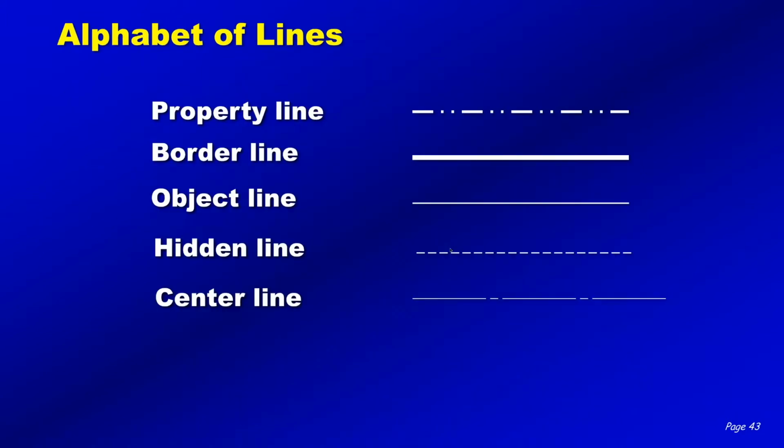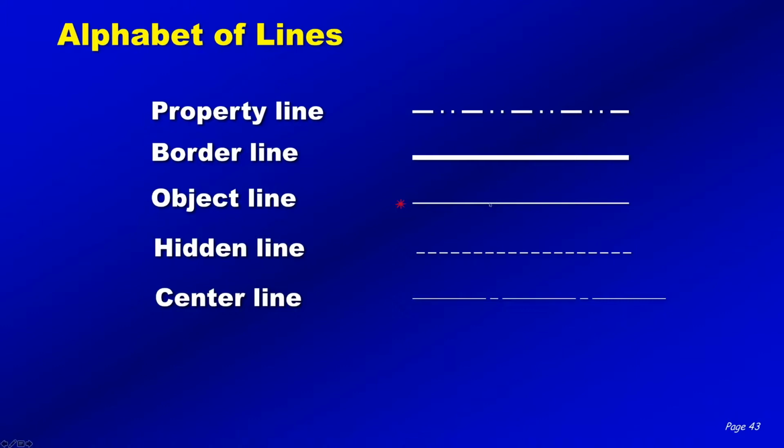Understanding the alphabet of lines. Remember, drawings are really nothing more than words and a bunch of graphics on a plan. So you have a property line that looks like this, a long dash and 2 dots, longer dash, 2 dots, long dash, 2 dots coming across there. You'll have a border line, which is usually identifying around the page. Some people put that on, some people don't.